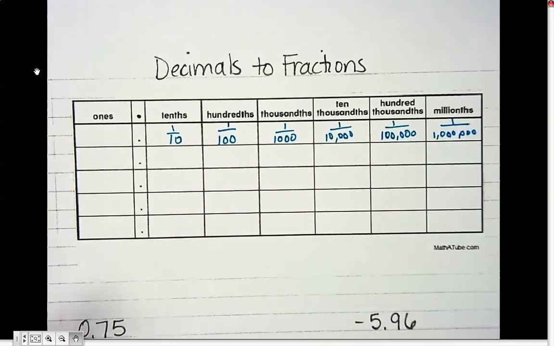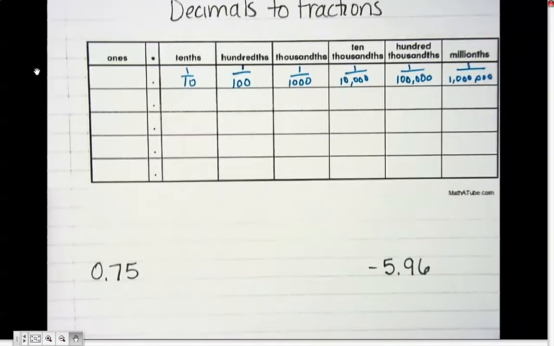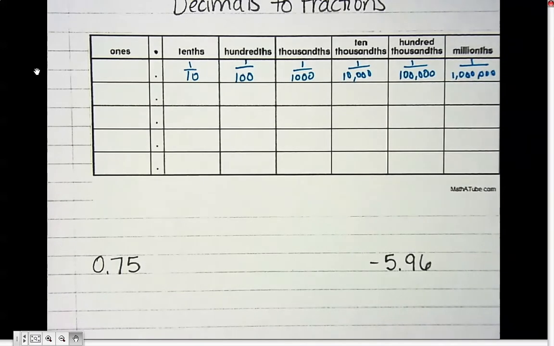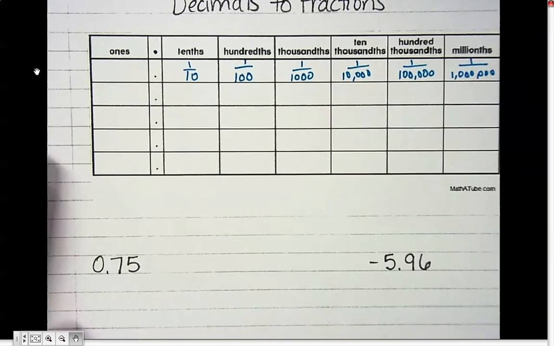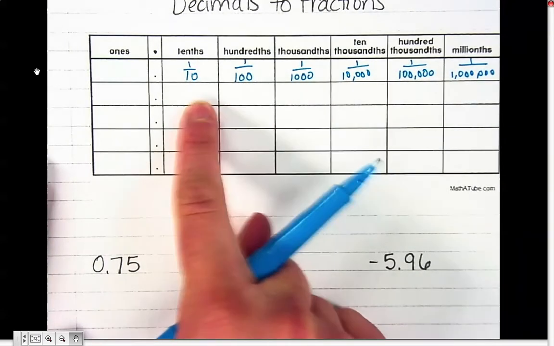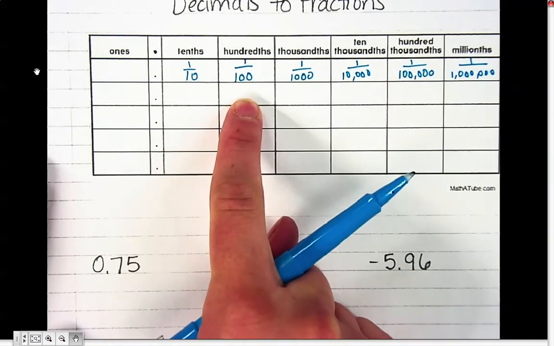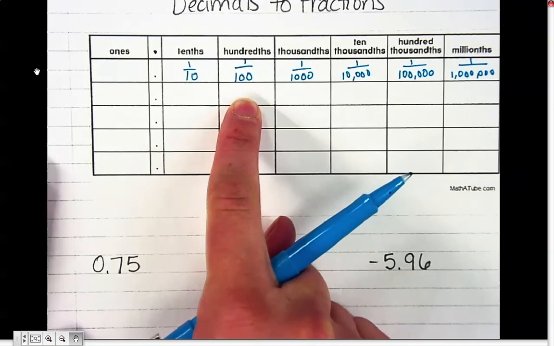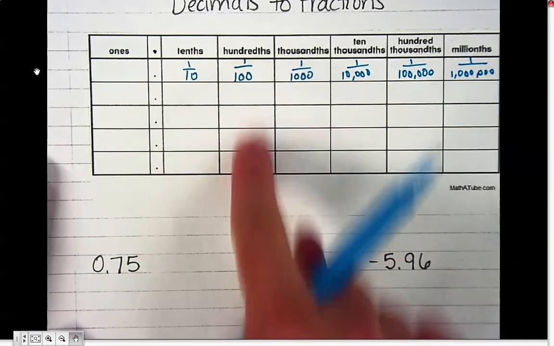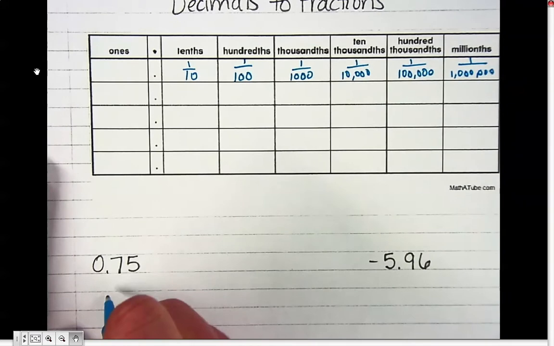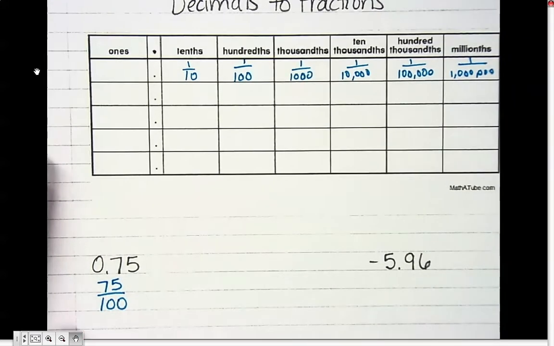So let's take a look at our first example. 75 hundredths is how I would say this number. So that tells me that it's going to end right here in the hundredths spot. And I see that it's 2 decimal places, which is the hundredths. So I can start out by writing 75 over 100. Well, I know that this isn't truly simplified yet.